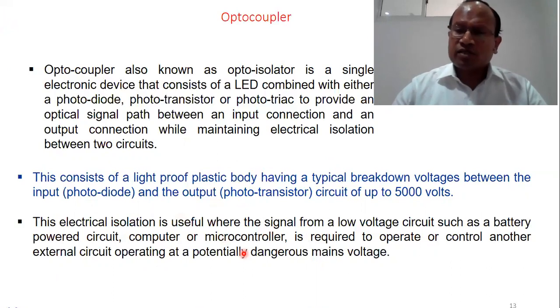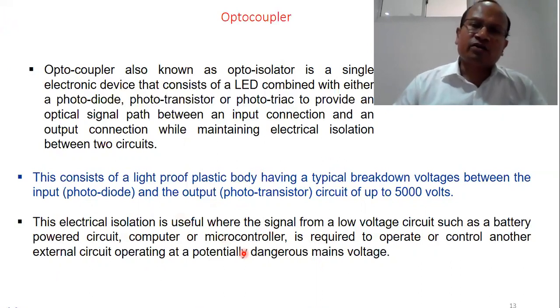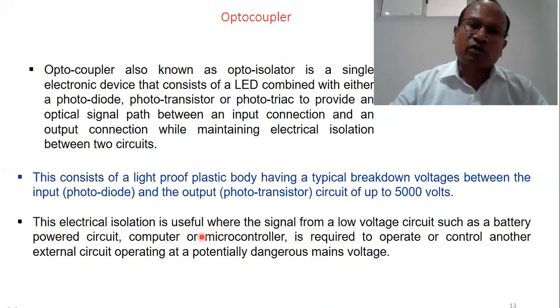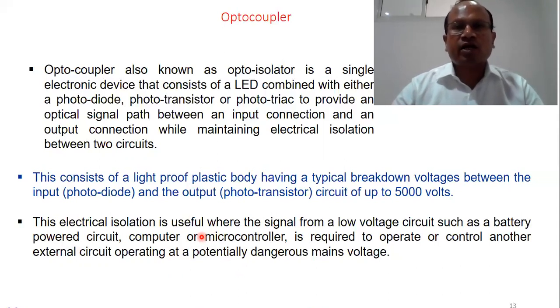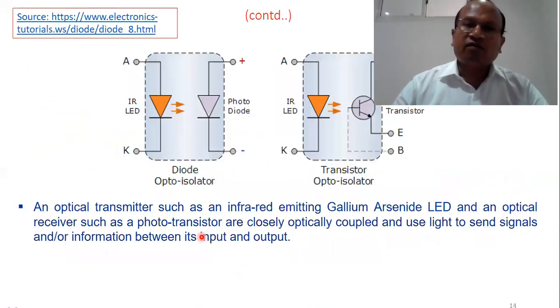So we have such powerful devices that can convert the light signal into a large amount of current. So the smaller, low power circuit, especially the battery operated computer or microcontroller circuit, can be isolated from the electrical or electronic circuit where the voltage level or the current level is very high.